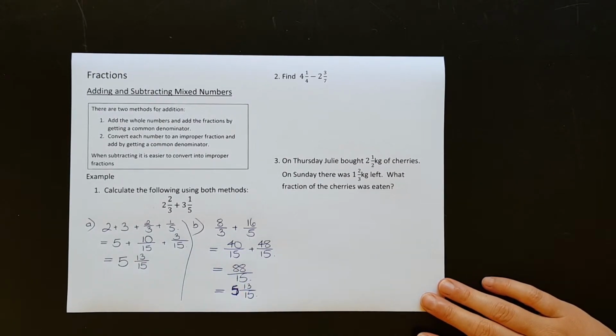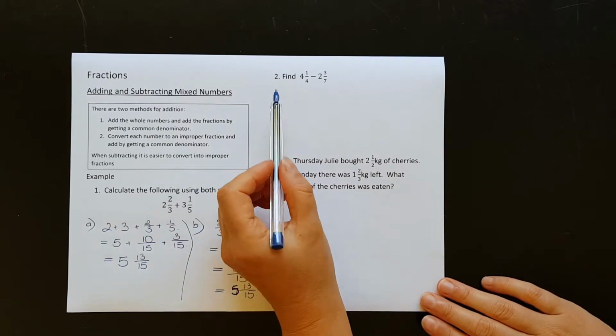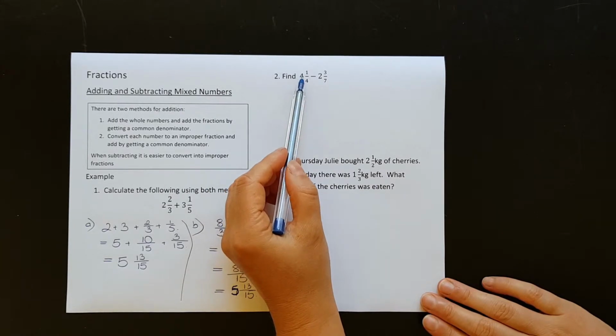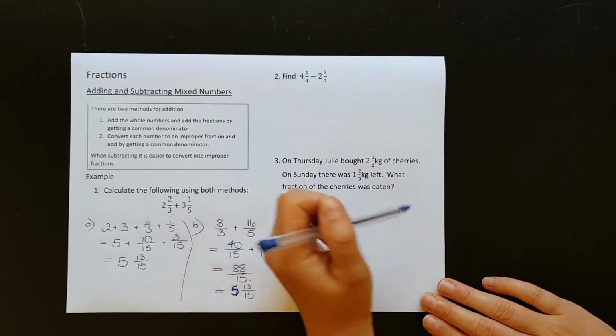Okay, so we get the same answer as our first method. This method does look slightly shorter and easier at this stage, so you can actually choose which method you would like to use. Question 2, we want to find 4 1/4 minus 2 3/7.